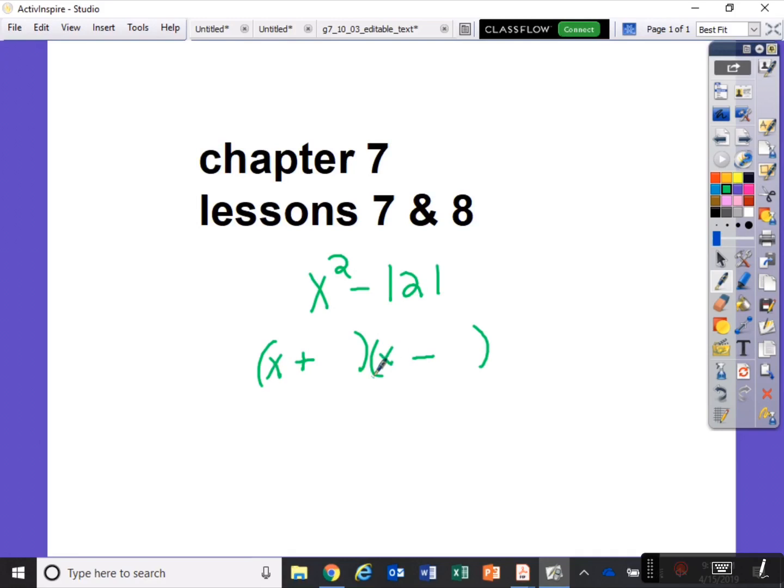Remember, to take the square root of something, you ask yourself, what times itself makes x squared? X times x makes x squared. So because that's at the beginning, it goes at the beginning of both parentheses. What's the square root of 121? 11. So since it's at the end, it goes at the end of both parentheses. And that's our answer.